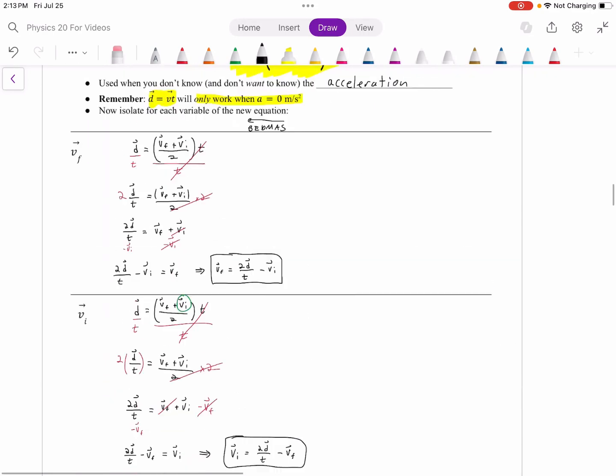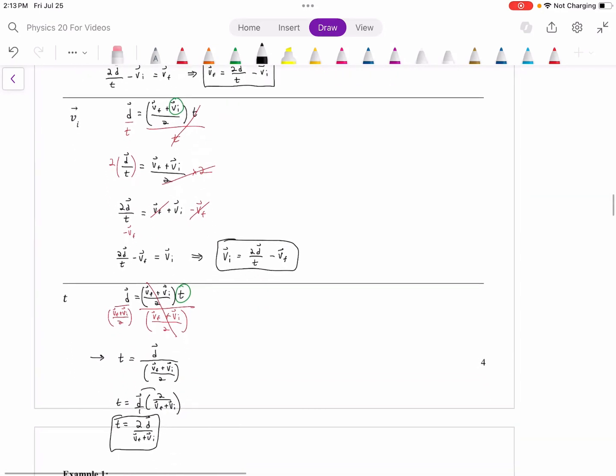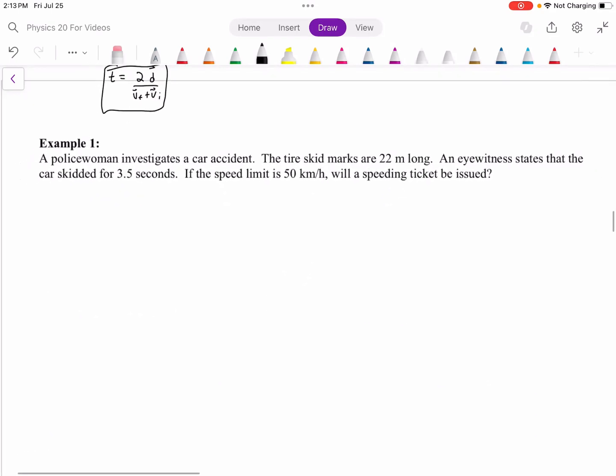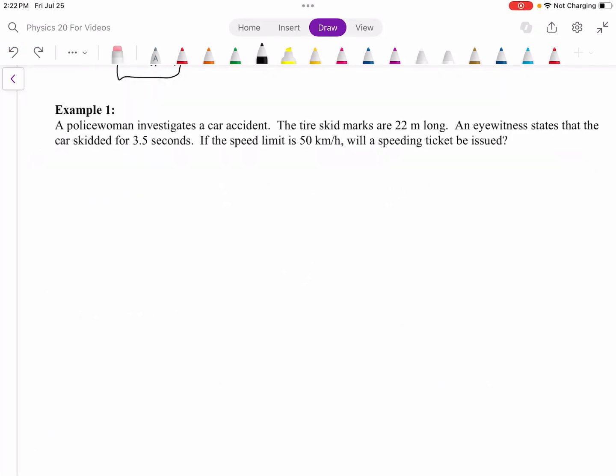Okay, so we've met a new formula, we've manipulated it, looked for every variable that it contains, and isolated them all. Let's actually go ahead and apply this now with an example. A policewoman investigates a car accident. This is a real job, by the way, too. You can be a forensic physicist, analyzing motion that must have occurred to come up with what events might have transpired. Anyway, the tire skid marks are 22 meters long. An eyewitness states that the car skidded for 3.5 seconds. If the speed limit is 50 kilometers per hour, will a speeding ticket be issued?